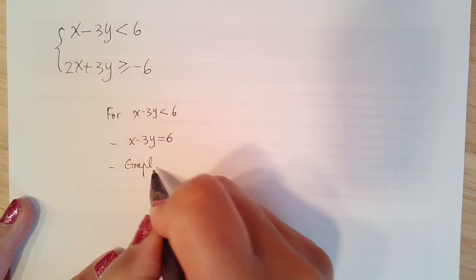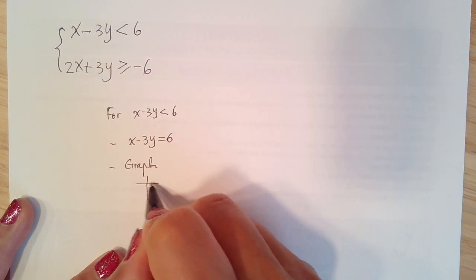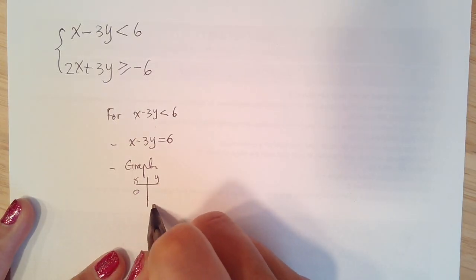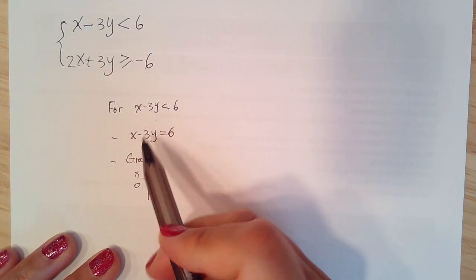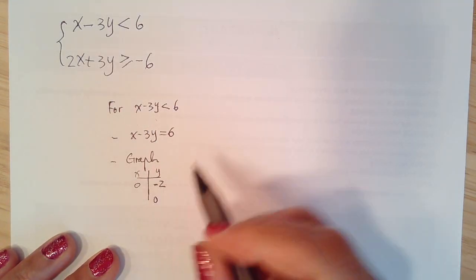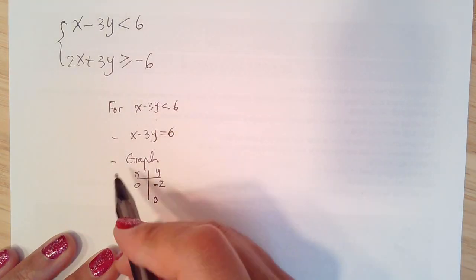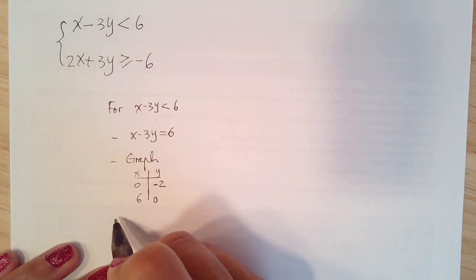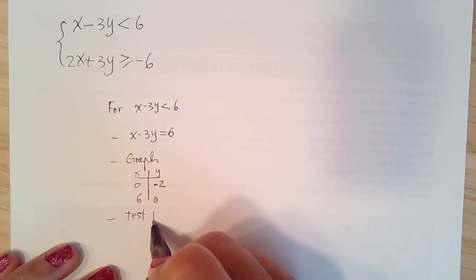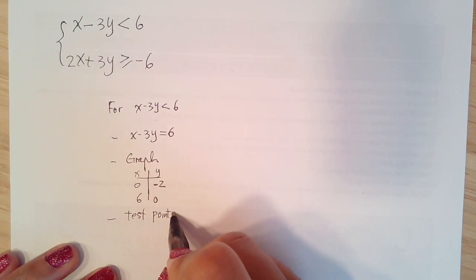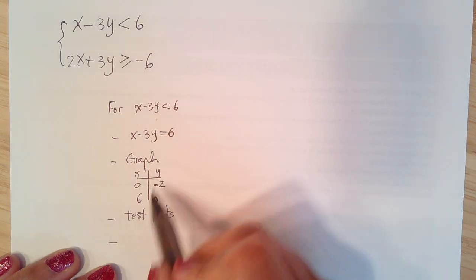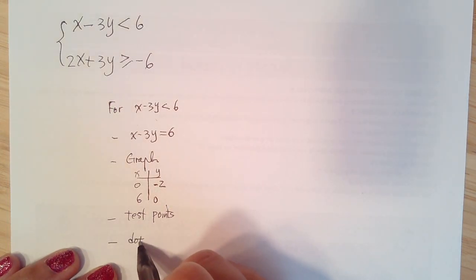In order to graph, I choose 2 points. I can choose x equals 0. I can choose y equals 0. When x equals 0, negative 3y is 6, so y will be negative 2. And when y equals 0, x will be 6. So I could graph. And then the third one is test points. And the fourth one is, this one is less than, so it's going to be dotted.